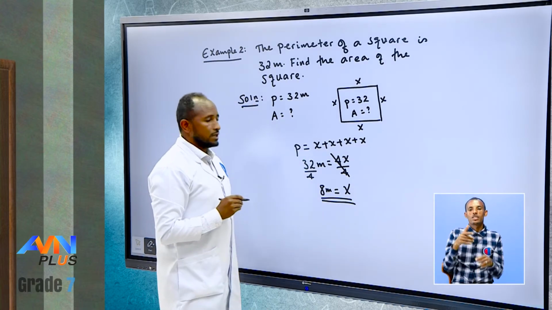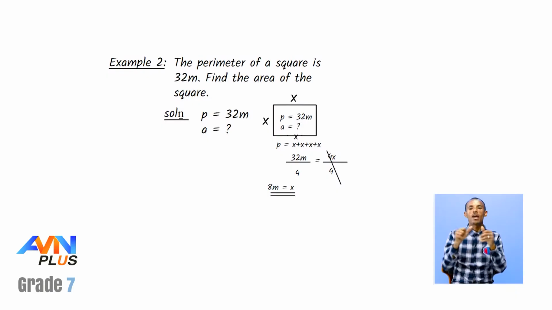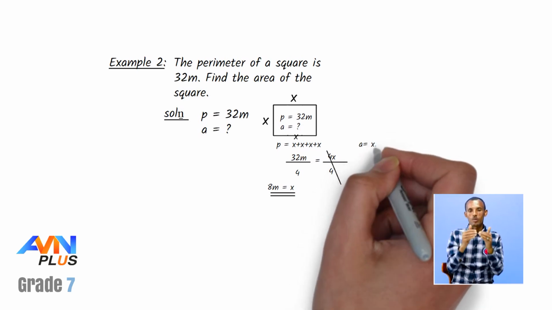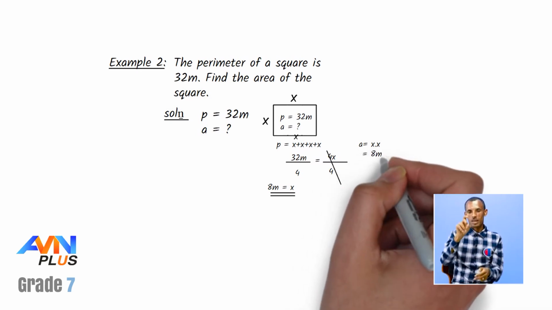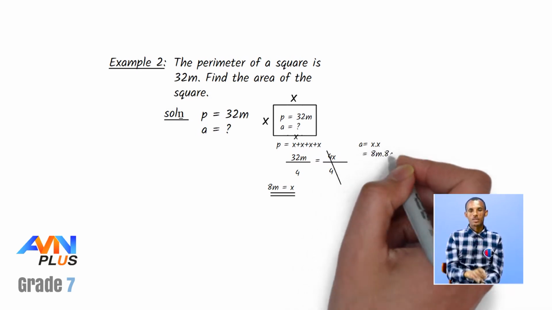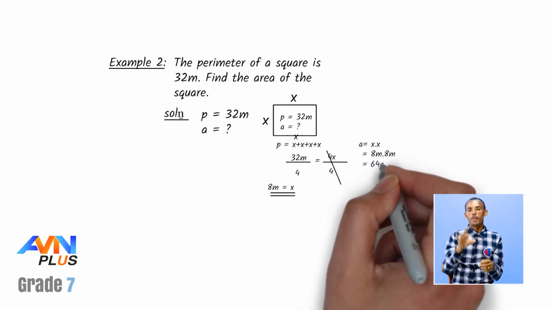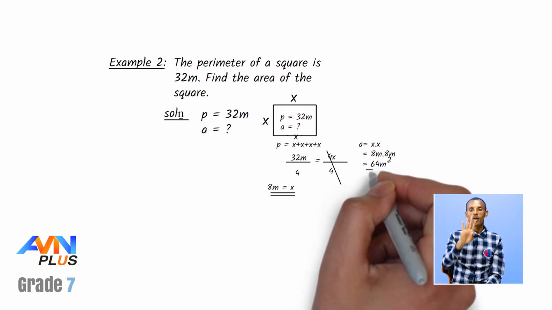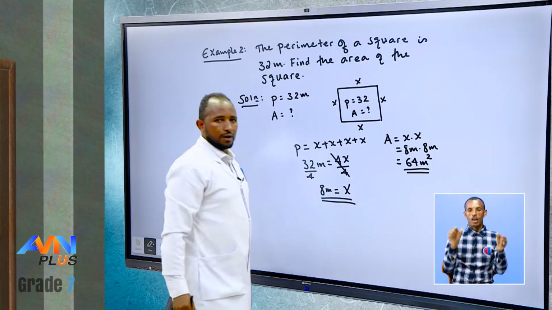But the question is to calculate its area. The area is equal to base times height. Simply it is x times x. So since we have calculated x, take the number, it is 8 meters times 8 meters. Therefore 8 times 8 gives us 64 square meters will be the area of the square.